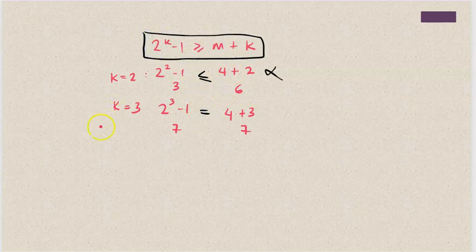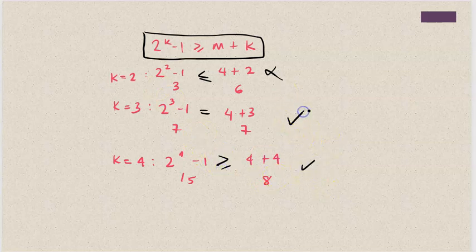I can also ask, can I have 4 check bits? So this would be 2 to the 4 minus 1. 2 to the 4 is 16. 16 minus 1 is a 15. And then my M is still 4, and I wanted to know if K equals to 4 would satisfy this, and it does. So this is correct. This is also correct.